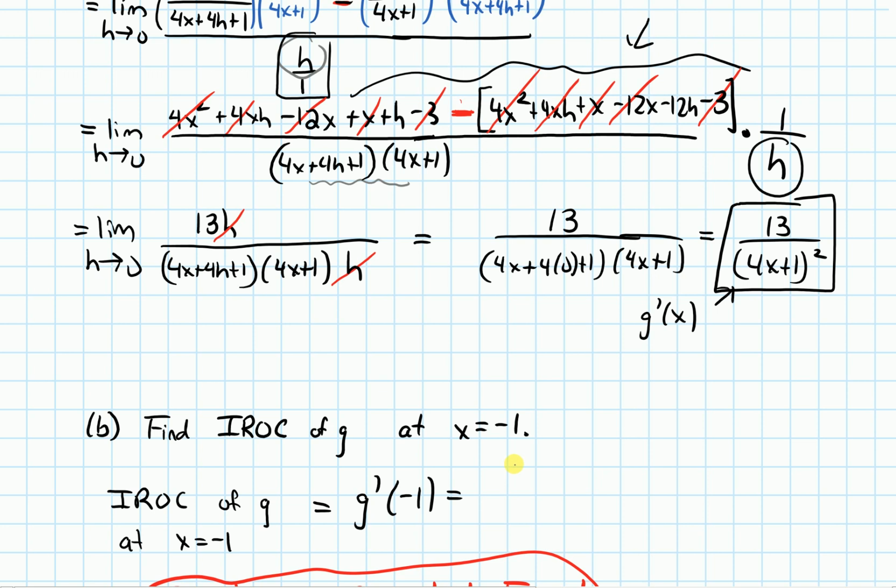If we do that, we get 13 over, in the denominator, negative 4 plus 1 squared, which is 13 over negative 3 quantity squared, which is going to be positive 9. So the instantaneous rate of change at that point, at x equals negative 1, is 13 over 9.